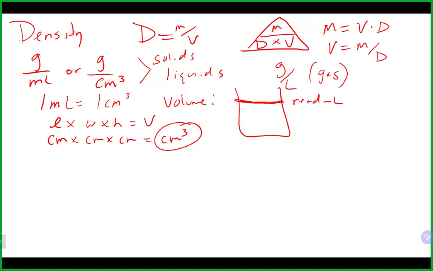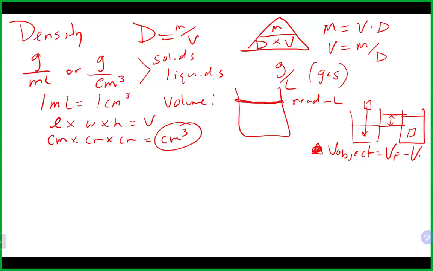And then probably the most common way for density that we get volume is volume by displacement. Remember, if you have water or something in a container, you put a solid in there, it will displace a volume that's equal to its own. So you basically take the difference in the volume, and the volume of the object will equal the final volume minus the initial volume.